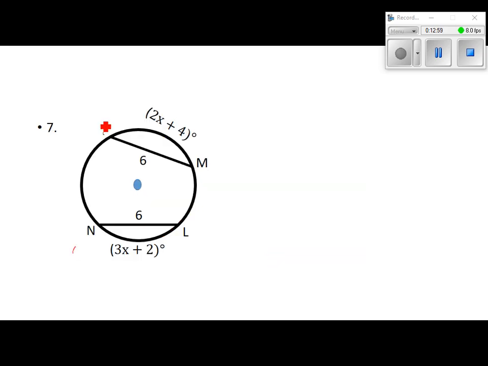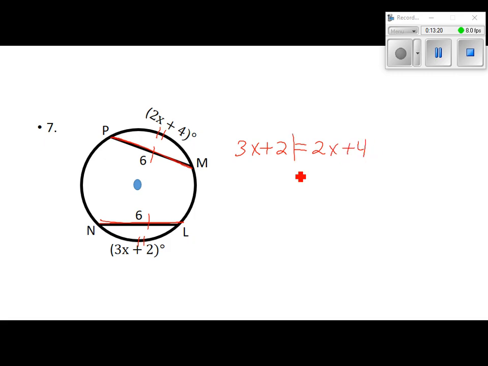Number 7, chord PM is 6, chord NL is 6, so that means that they're congruent to each other. So it means these two arcs have to be congruent to each other. They tell us one of the arcs is 3x plus 2, and the other arc is 2x plus 4, so they have to be equal.